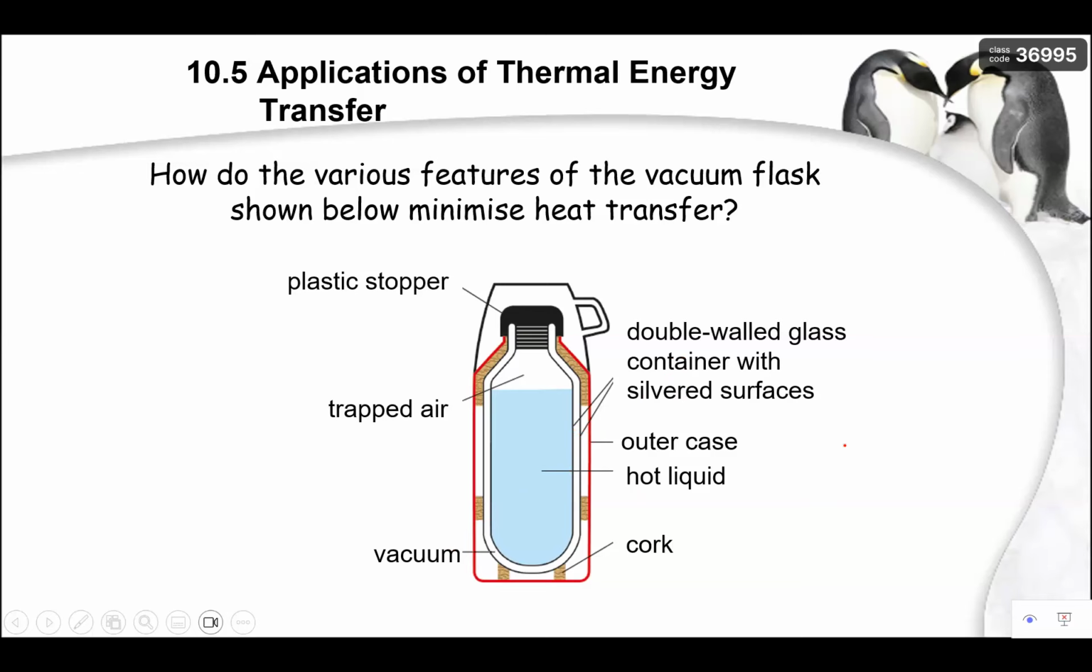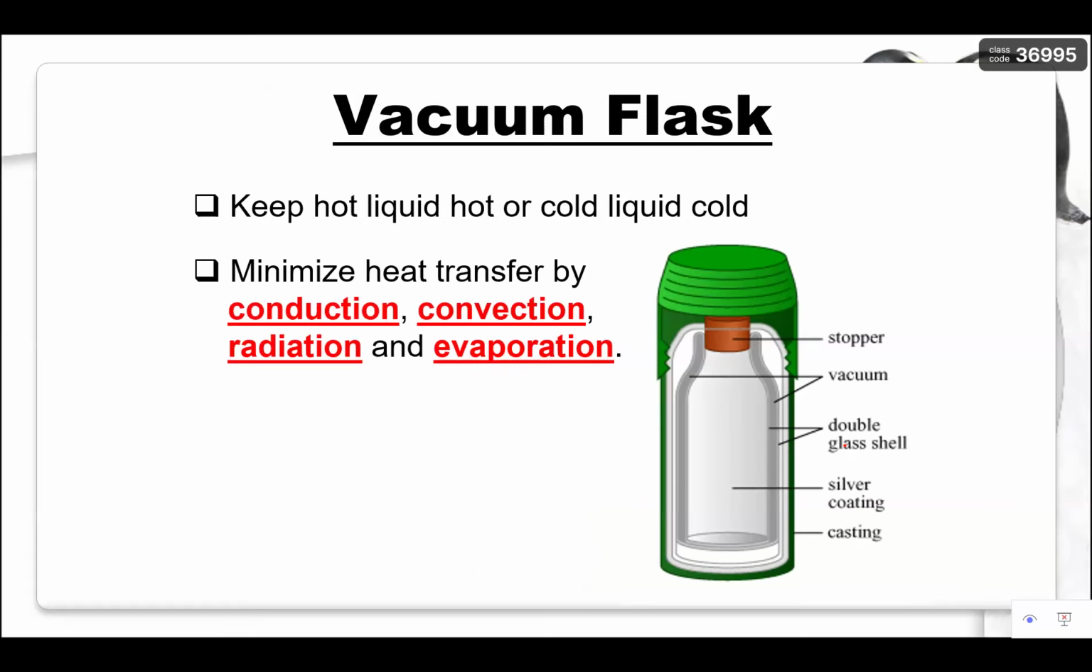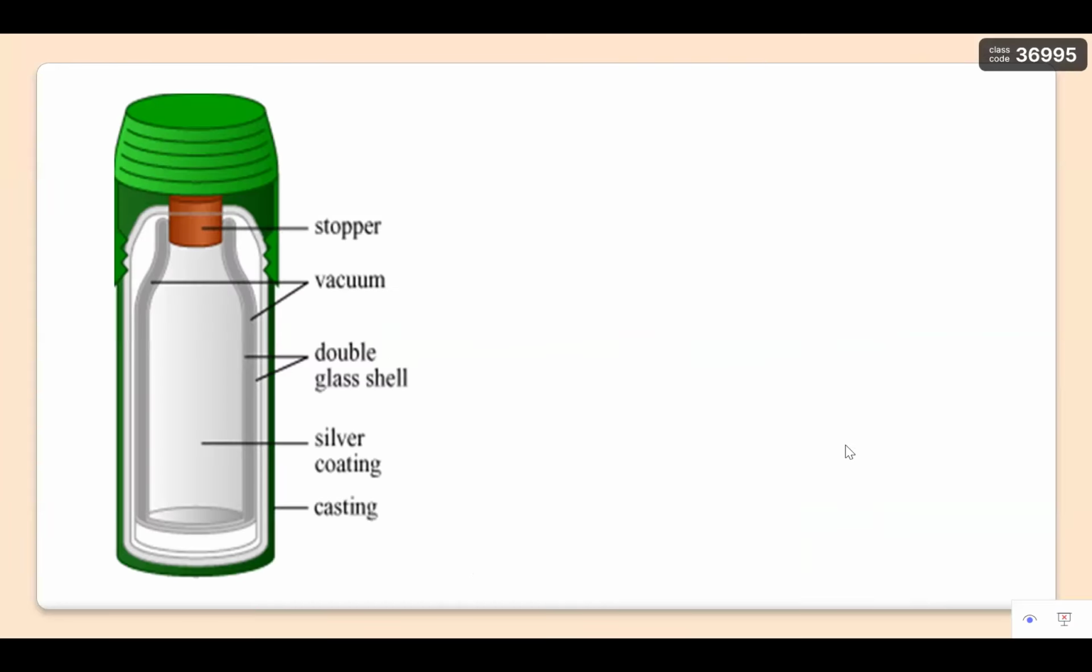Okay, and then how does it help to minimize heat transfer? It helps to minimize all three processes: conduction, convection, radiation, as well as evaporation. You will learn in the next chapter that evaporation does cause cooling. So what happens over here?